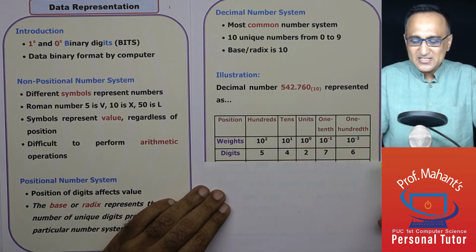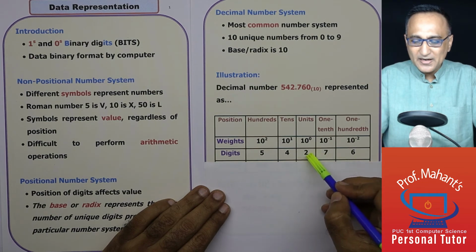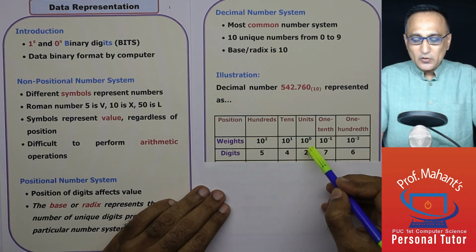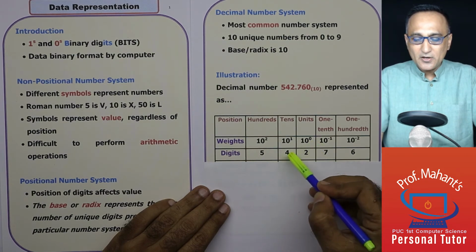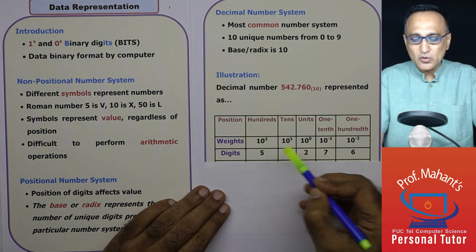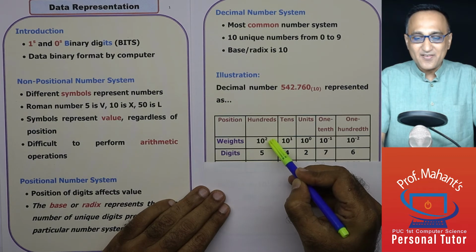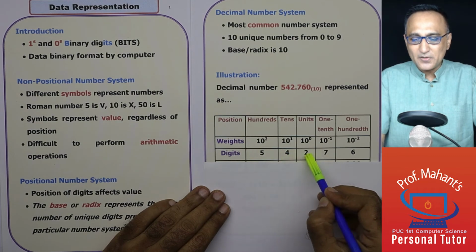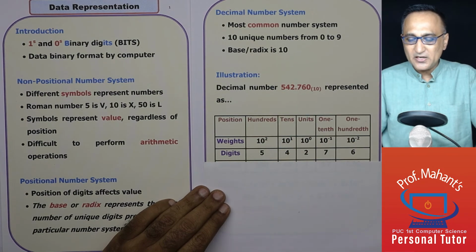So if I have to get this number, I can multiply 2 into 10 raised to 0. What is 10 raised to 0? 10 raised to 0 is 1. 2 into 1 is 2. 4 into 10 raised to 1, which is 10, is 40. 10 into 10 is 100, so 5 into 100 is 500. 500 plus 40 plus 2, so this side becomes 542.